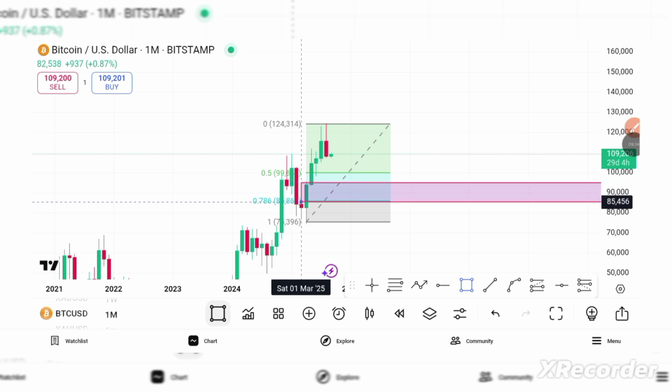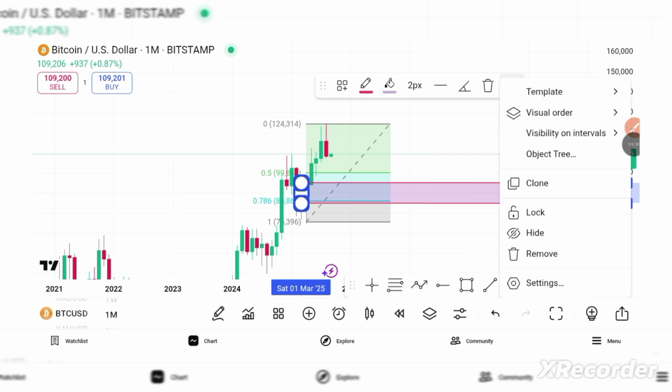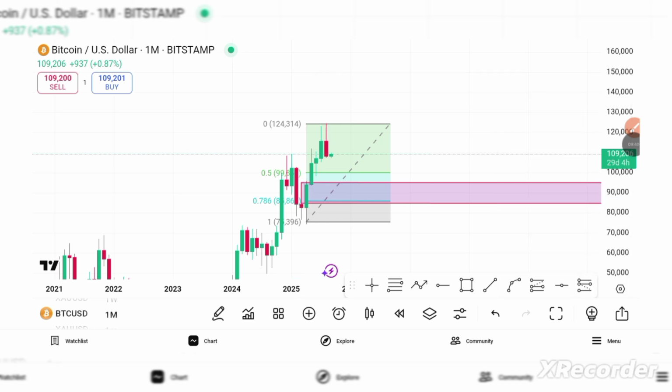low and sell high. So price has to trade into this zone before giving us the push to the upside.